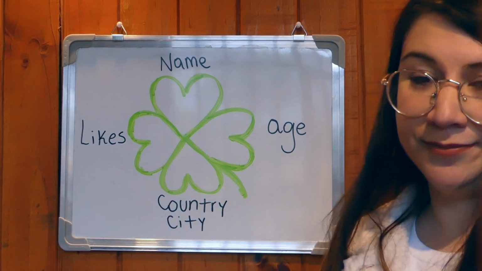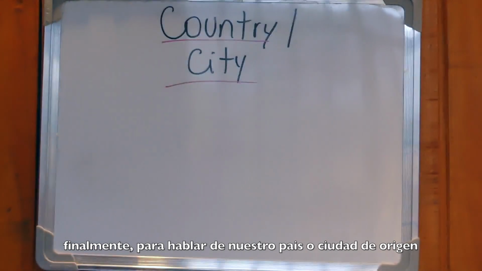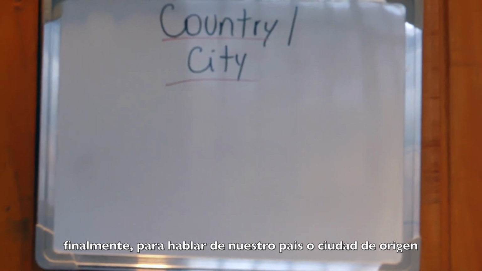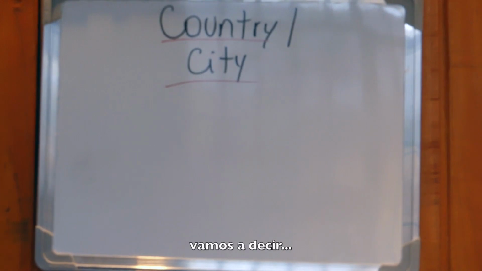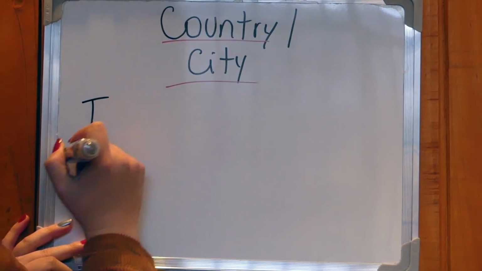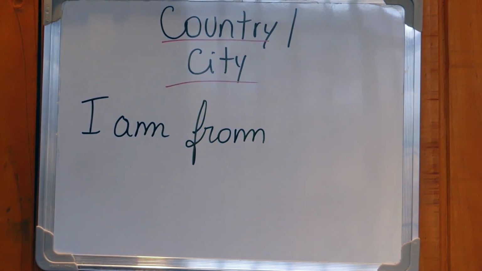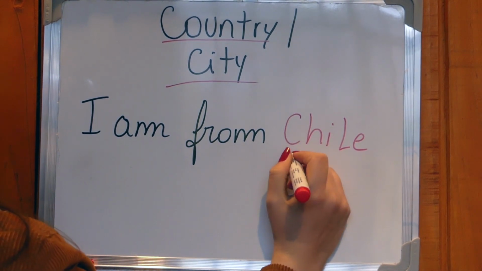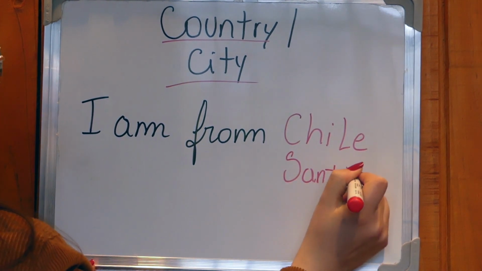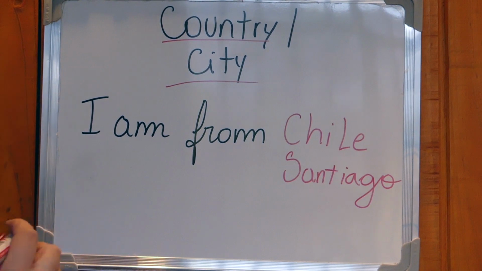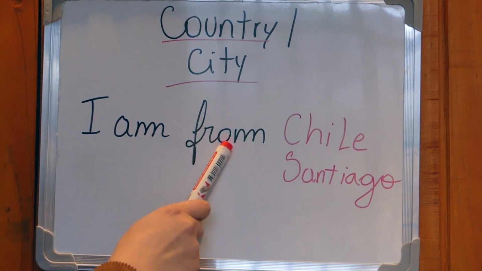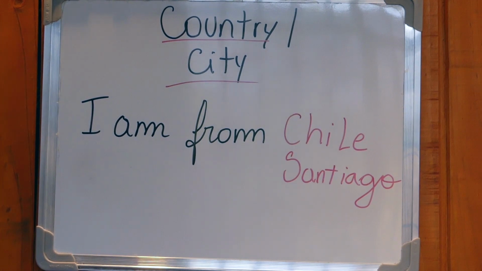And finally, let's go a little bit deeper into how we can talk about our country or our city. To talk about our country or our city, we are going to say I am from Chile. Or we can change the country and we can say our city. For example, I am from Santiago. Okay, so always I am from and then your country or your city.